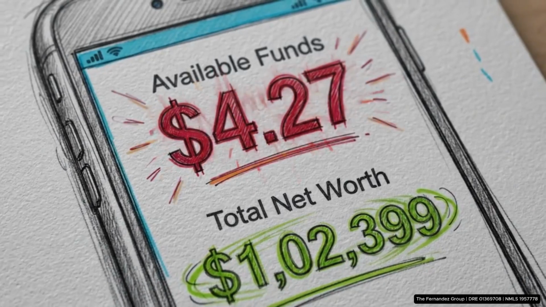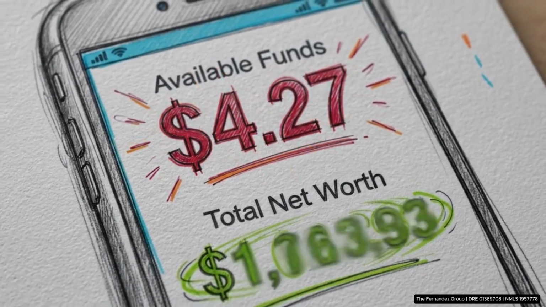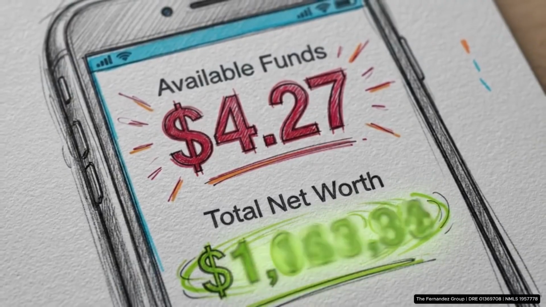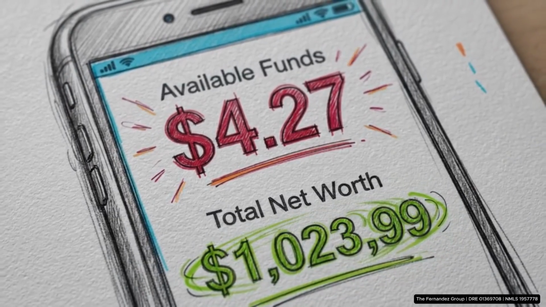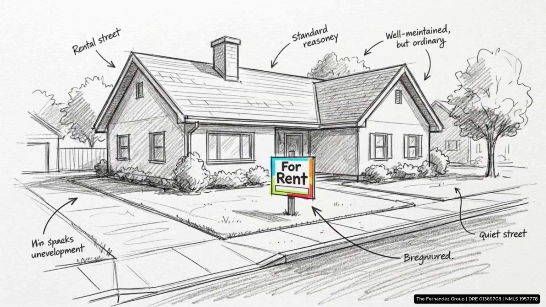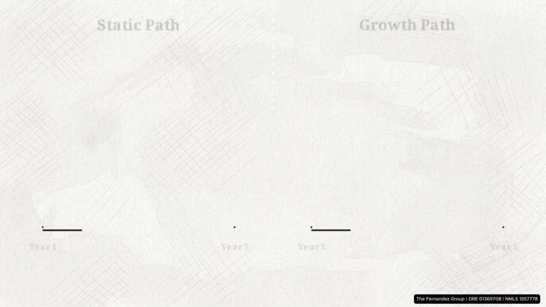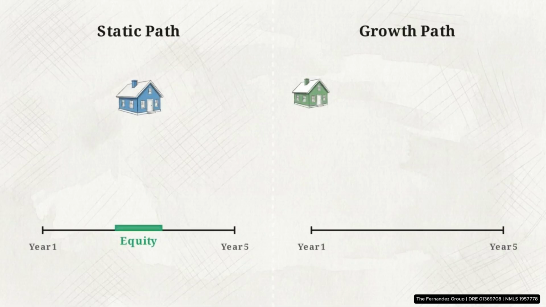Most real estate portfolios eventually stagnate, and it rarely happens because the investor can't find good deals. It happens because their liquid cash is depleted, while their equity remains inaccessible. Over a 5-year period, these two paths look very different.